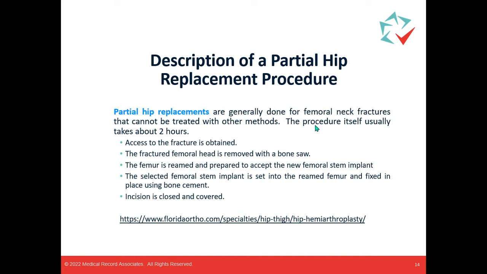So our description of a partial hip replacement: it's generally done for femoral neck fractures that can't be treated with other methods. The procedure itself usually takes about 2 hours. So first, access to the fracture is obtained. The femoral head is then removed with a bone saw. The femur is reamed and prepared to accept that stem implant. And then the implant is set into the reamed femur and fixed into place with bone cement. The incision is then closed and covered.